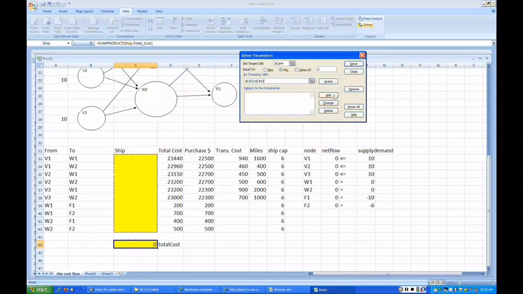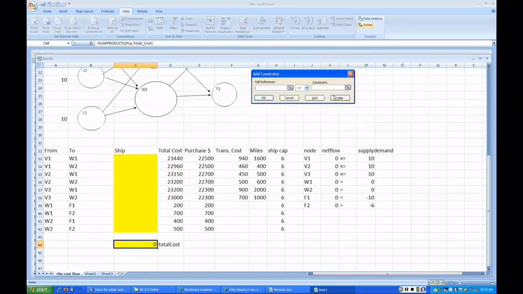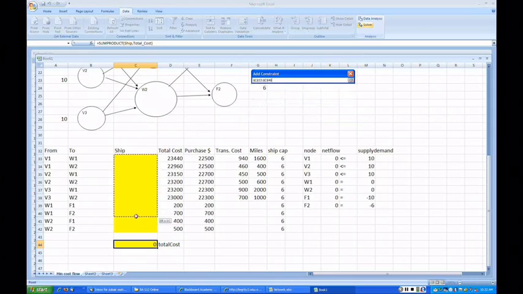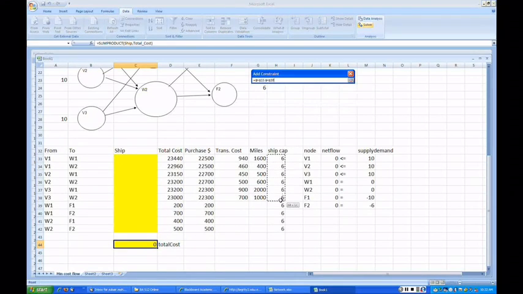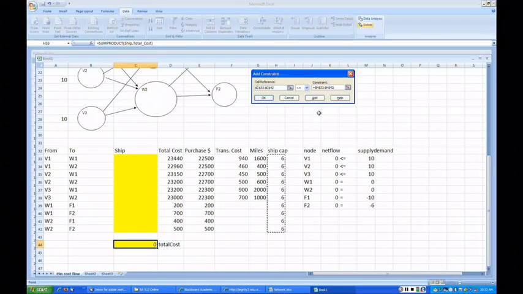Add the constraints. The first constraint is that the amount you ship on each one of these routes has to be less than or equal to the capacity on that route. So that is the shipping capacity on that route. That's one set of constraints. The amount that is shipped has to be less than or equal to the capacity on that route. Then add the constraint, which is this net flow.